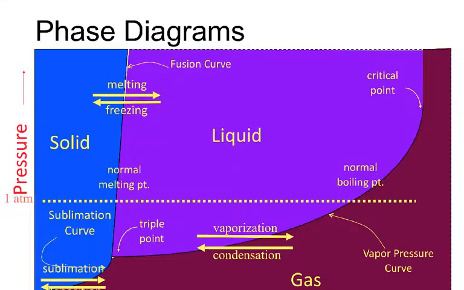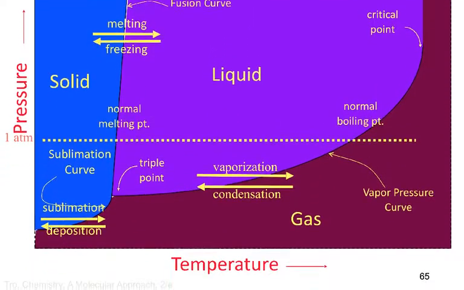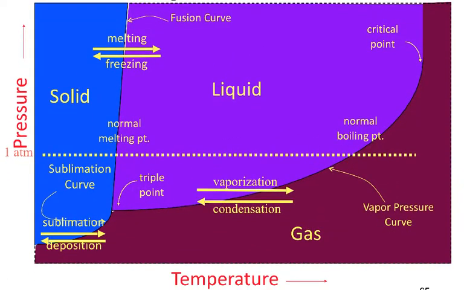A common way of indicating what phase a substance is in at various temperatures and pressures is something called a phase diagram. So here is the phase diagram for, I believe, water. What you can see is the three phases are indicated: solid, liquid, gas. If they're not labeled, the solid is always the one at the lowest temperatures and pressures.